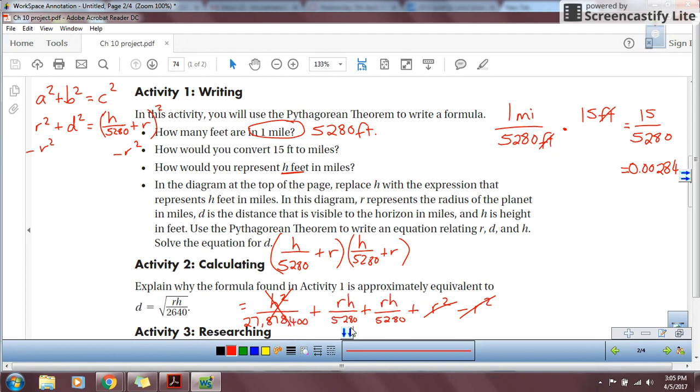So these here we can combine, right? They are like terms. So these can combine to 2RH over 5,280. Now the 2 divided by 5,280 is 1 over 2,640. Okay, and so that's where we get this equation from. Okay, so this is the equation that you are going to be using. And I've just kind of explained how to get that. Okay.